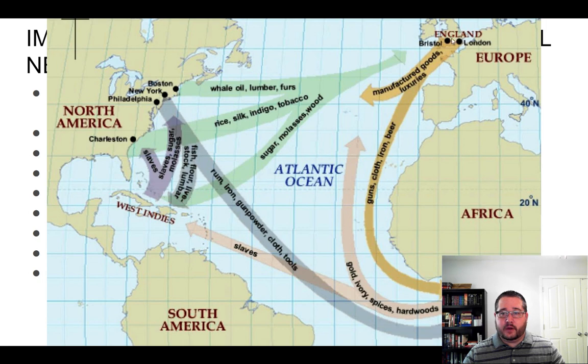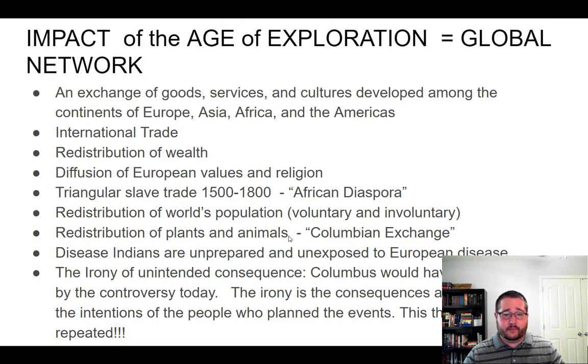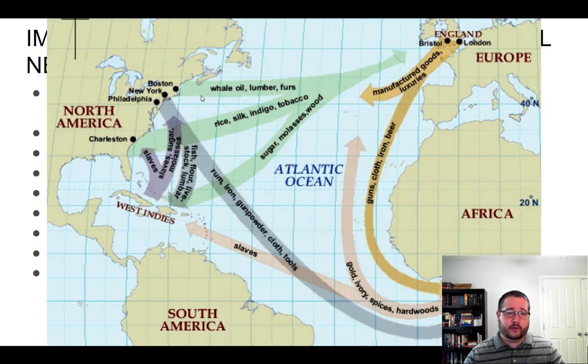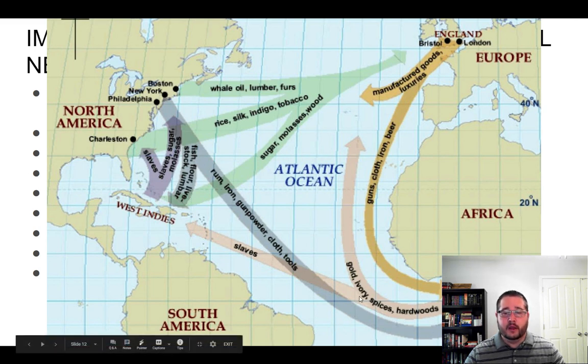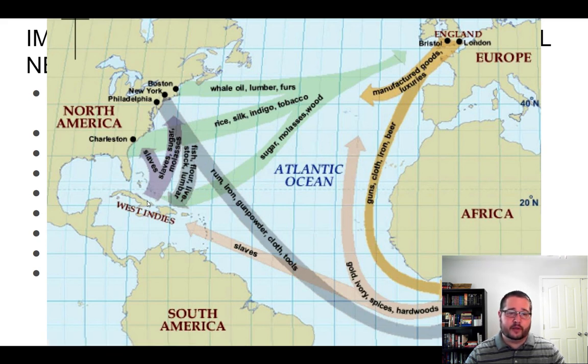Okay, here you've got that triangular trade, the Columbian Exchange, where you've got things like oil, lumber, furs, rice, silk, indigo, dye, tobacco, sugar, molasses, and wood going over to England. This is just some of the examples. You've got slaves who are being captured and taken from their home, but also gold, ivory, spices, and hardwoods that are going there. You've got slaves being transported up here, sugar, molasses, etc.